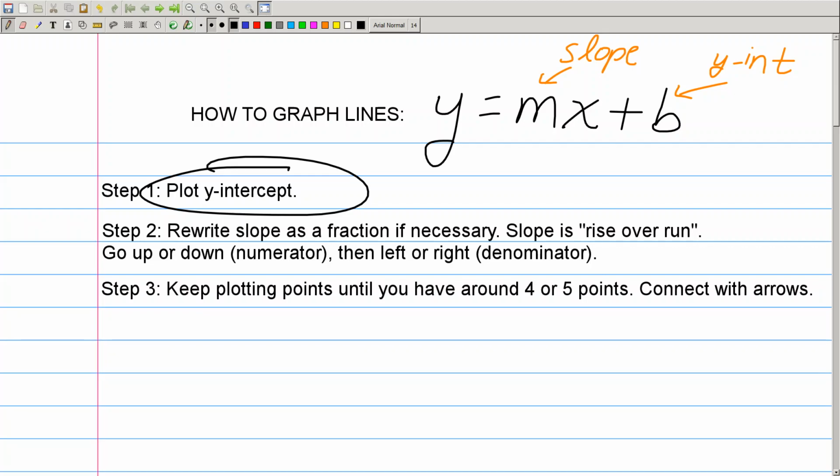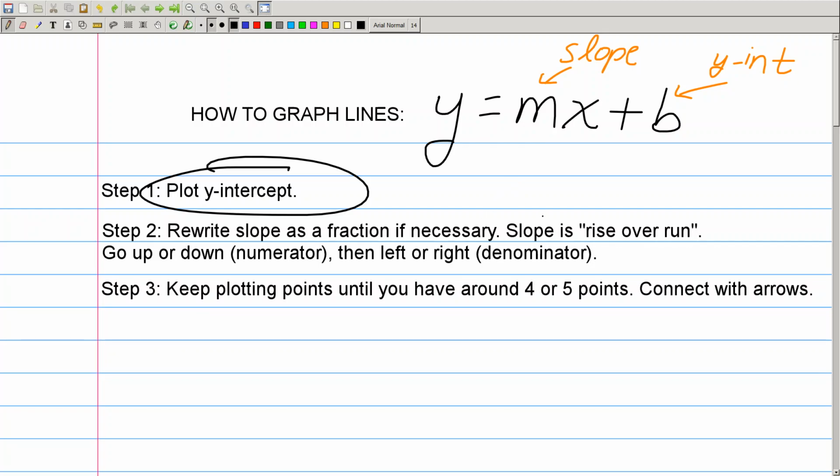The next part is more interesting. This has to do with the slope, the value in front of x. You have to rewrite that slope as a fraction. So rewrite it as a fraction if it's not a fraction already. So if you see the number in front of x as, let's say, a 2, then you'd have to rewrite that as 2 over 1. Now there's a reason for that.